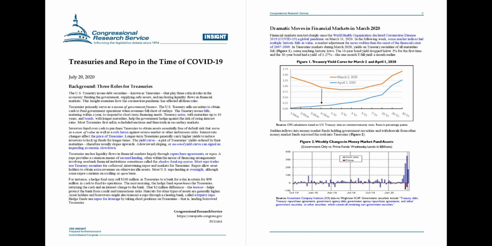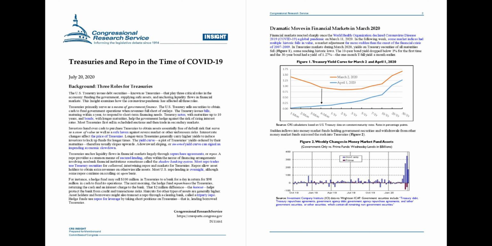Treasuries anchor liquidity flows in financial markets largely through repurchase agreements, or repos. A repo provides a common means of secured lending, often within the nexus of financing arrangements involving non-bank financial institutions, sometimes called the shadow banking system. Most repo trades use Treasury securities for collateral, intertwining repos and markets for Treasuries. Repos allow asset holders to obtain extra revenues on otherwise idle assets. Most U.S. repo lending is overnight, although some repos continue on a rolling or open basis.